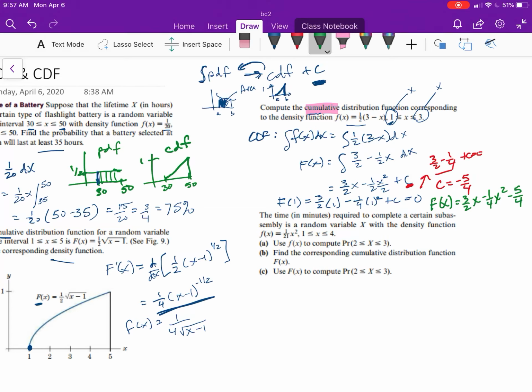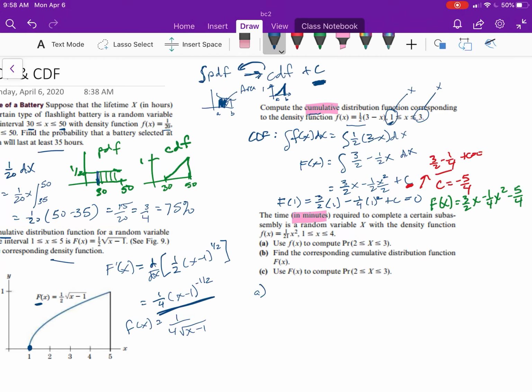Alrighty. Last example: the time in minutes required to complete a certain subassembly is a random variable x with density function f of x equals 1 over 21 x squared from 1 to 4. Okay, and that's in minutes. Use f of x to compute the probability that x is between 2 and 3. So what's the probability that this assembly happens between 2 and 3 minutes? Taking out the outliers, I guess.